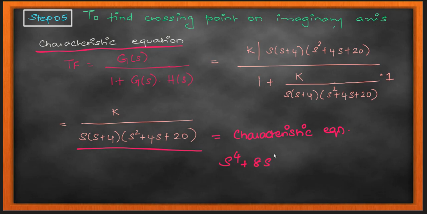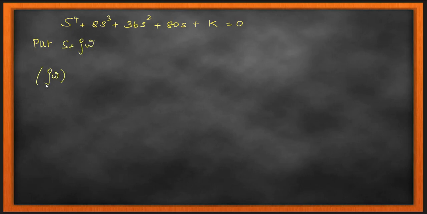If I simplify this, I take the LCM, so my denominator cancels out. So this is the characteristic polynomial. Now I have to solve this by putting s equal to j omega. When I do that, I get the value of omega, and that value of omega is my crossing point on the imaginary axis. Alright, so that is your step 5. You have to do all of this in step 5.